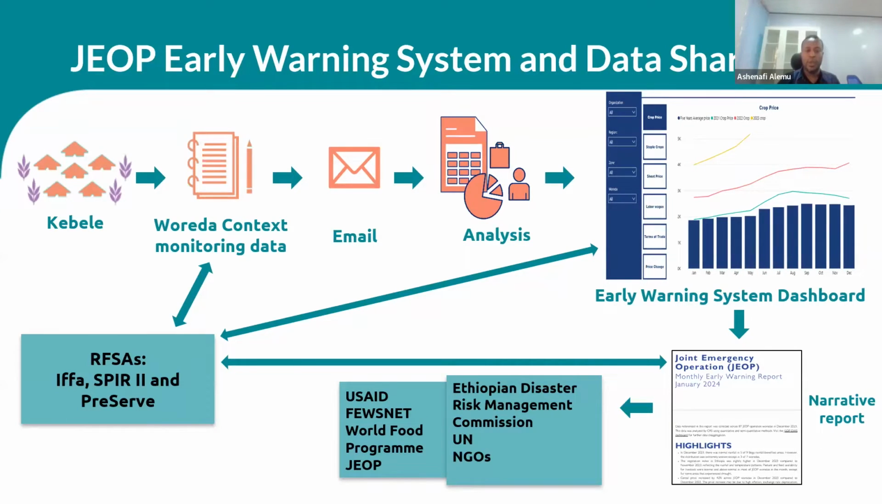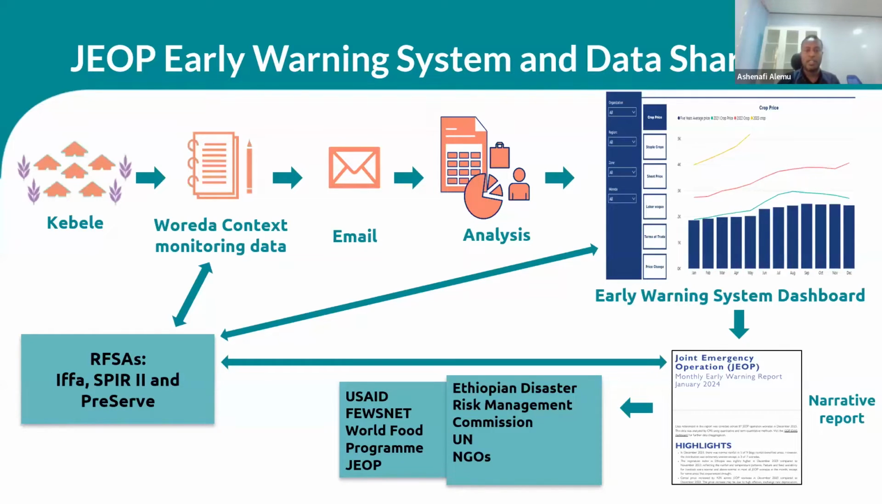So at different points, JOB shares its data with resilient development programs. In the first place, the raw data is shared with the REPSAs, which are IFA, SPEAR, and PRESERVE, so that they can do their own analysis in the way they want to present the data. And JOB also makes its dashboard available for these development activities, which is public and also shared on a website. And the third way is that JOB also shares the narrative report with these projects.